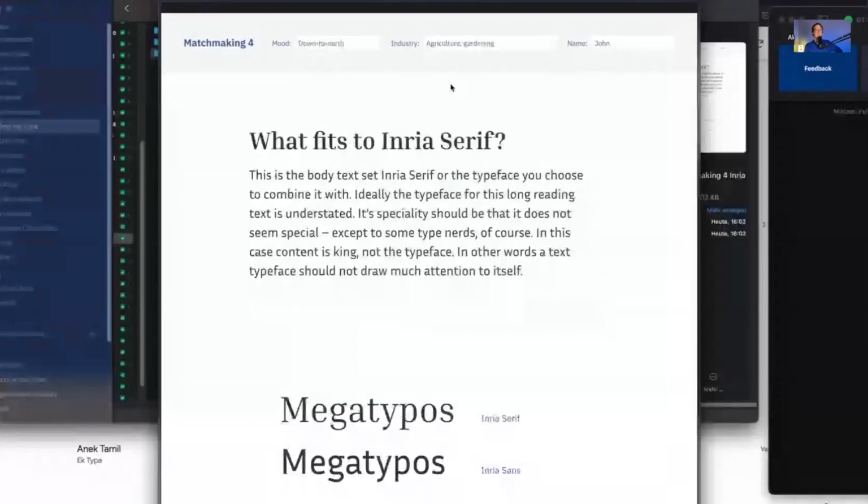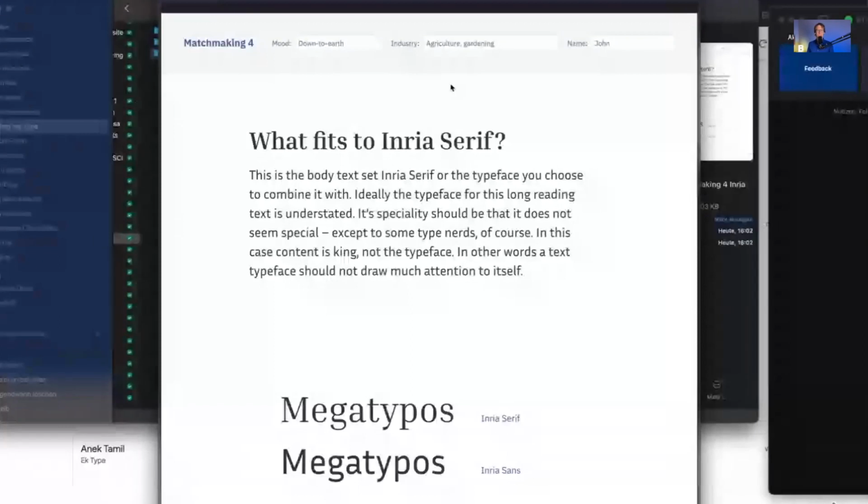And we have down to earth and agriculture and gardening. Yeah, what fits to INRIA serif? INRIA sans, very well done, John. You took the shortcut of using the superfamily. You found out that there's an INRIA sans. Very good. So this definitely works. So we have practically the first approach covered here with using superfamily. Nice one. Okay, then let's continue.